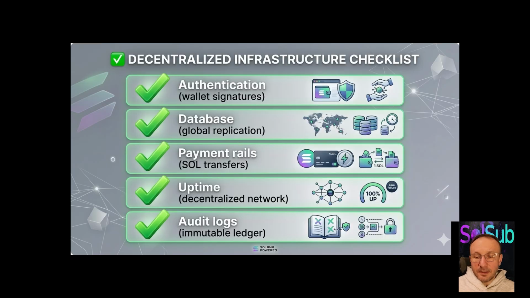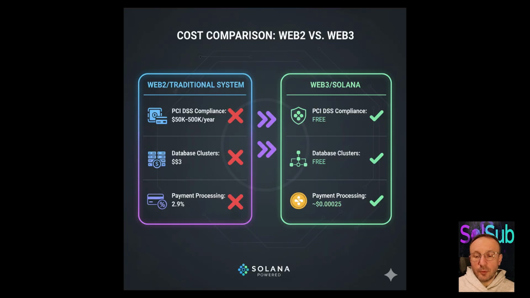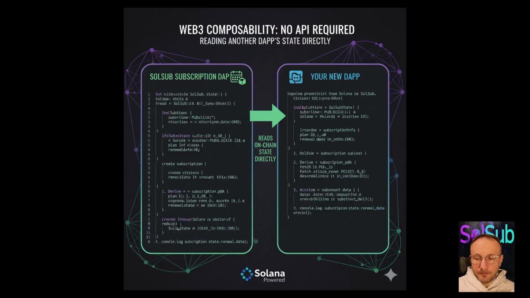Here's what Solana gives you for free: authentication through wallet signatures, a globally replicated database, payment rails with sub-cent fees, 24/7 uptime, and an immutable audit log. Infrastructure that could cost hundreds of thousands of dollars in Web2 is built into the network. You just write your business logic. And composability: any other application can read your subscription state without an API, without a partnership, without asking permission.